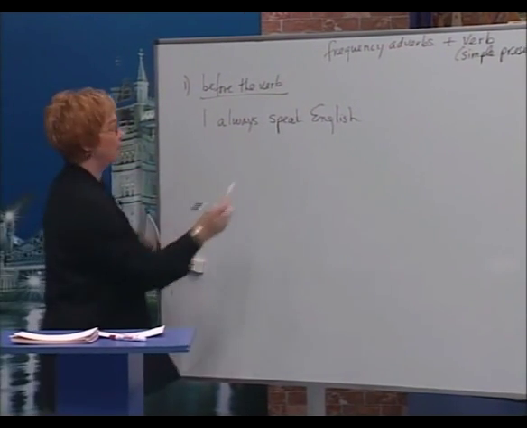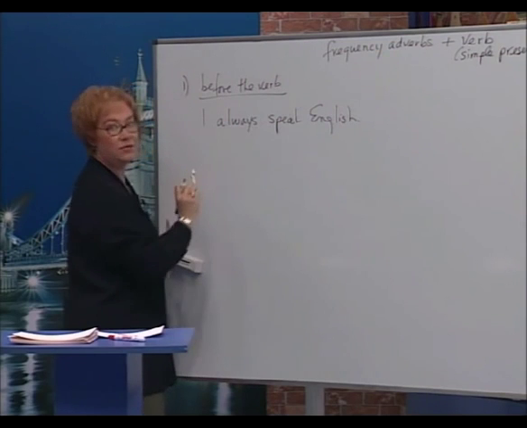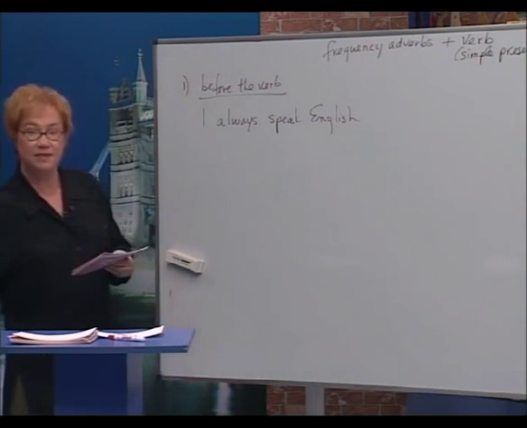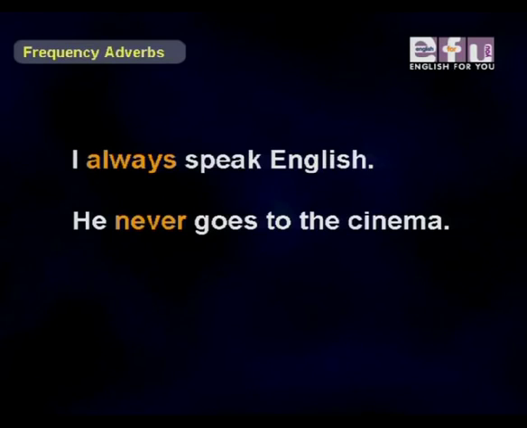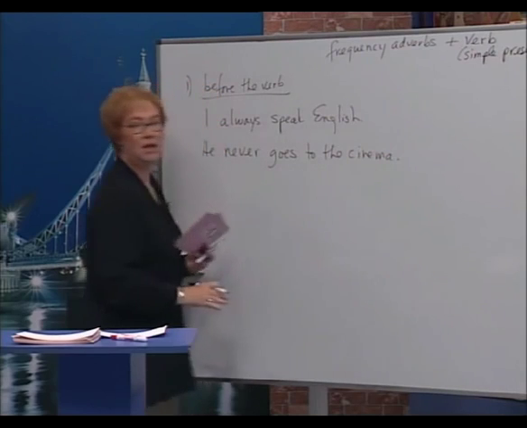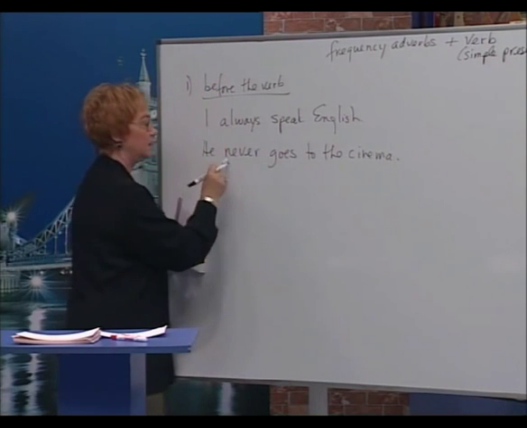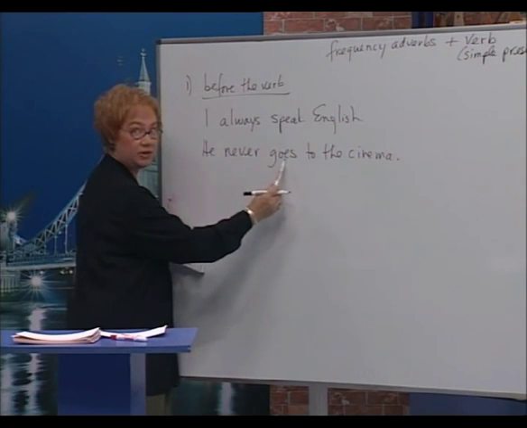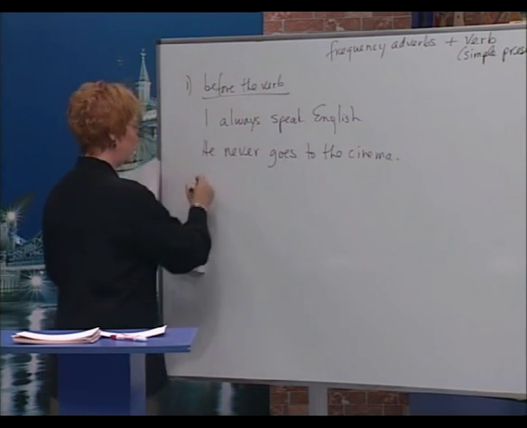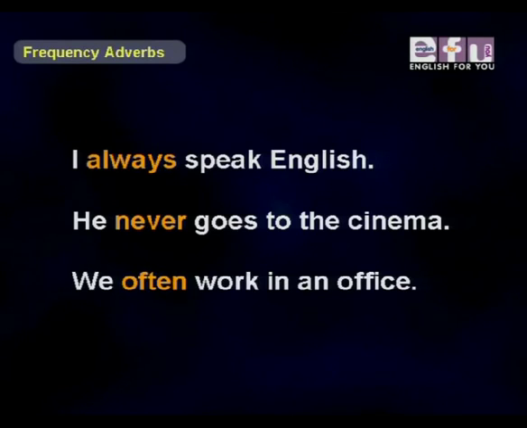For example, I always speak English. Here's the verb, and here is the frequency adverb. Okay? I always speak English. He never goes to the cinema. Here's the frequency adverb, and here's the verb. And another example, we often work in an office.